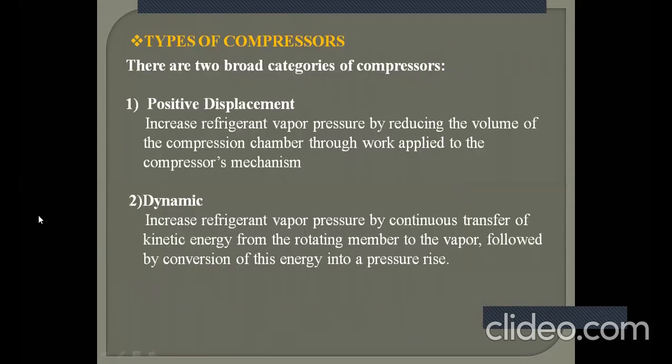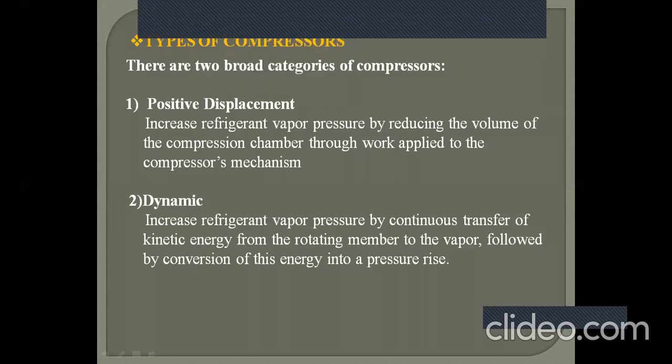Now, types of compressors. There are two types of compressors. First is the positive displacement type, and the second one is the dynamic type compressor. Positive displacement compressors increase the refrigerant vapor pressure by reducing the volume of the compression chamber through work applied to the compressor's mechanism. Clear? So they increase the pressure by reducing the volume with the help of the compressor mechanism, like a piston-cylinder arrangement with the help of piston and crankshaft. You reduce the volume, and that will increase the pressure.